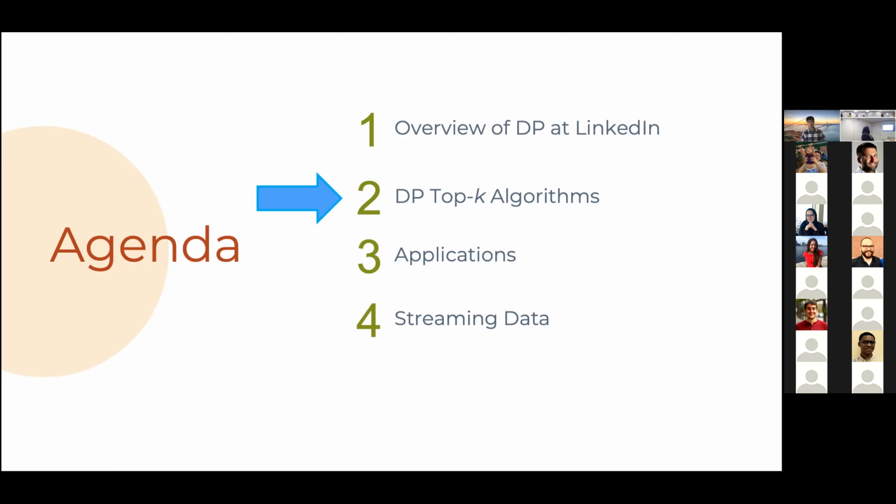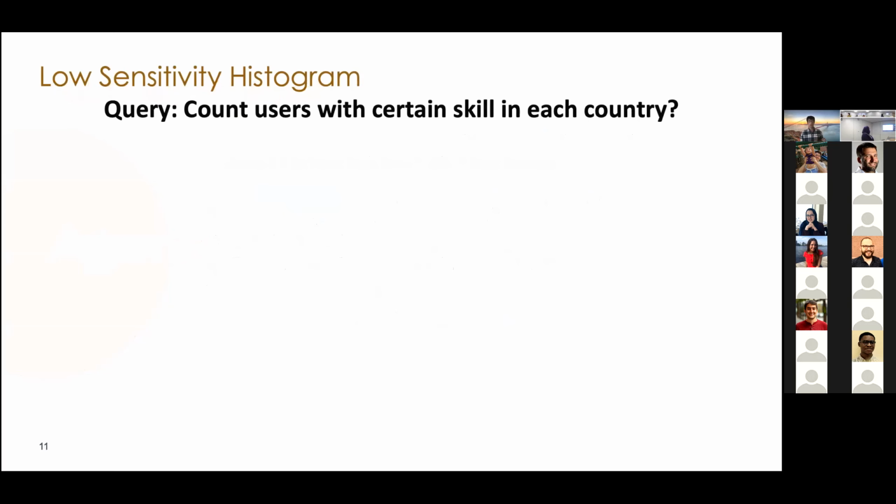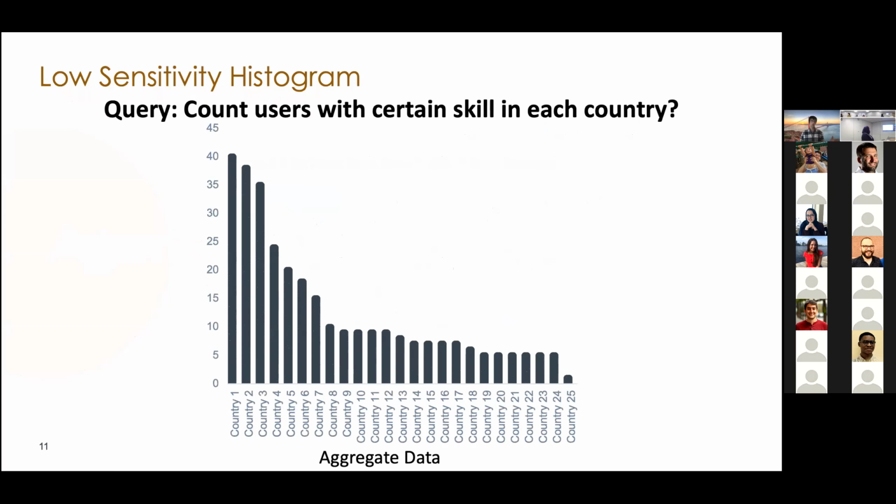So now let's talk about how we can privatize top K queries. The SQL query of interest here is one where we just want to know the counts of users with certain skills in each country. So we're going to do a group by country. This is essentially just going to provide a histogram over all countries, and we want the counts for each country. These are the number of people that have a particular skill.